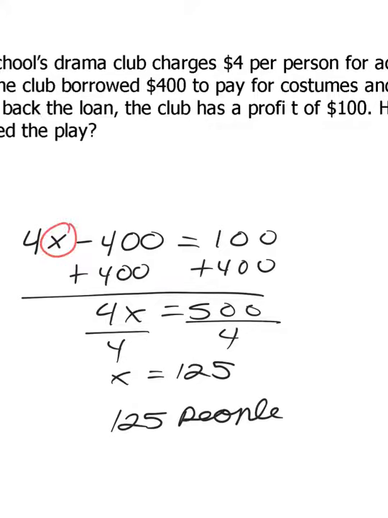Why did I subtract 400 as opposed to add 400? Because the club borrowed $400 to pay for costumes and props. That's why I subtracted $400. And then from there, I set that equal to that remaining profit that I have after the amount borrowed. And then I solved for the value of X to see how many people attended the play, and I got 125 people attended the play. Please put that in a complete sentence when you're solving a word problem.